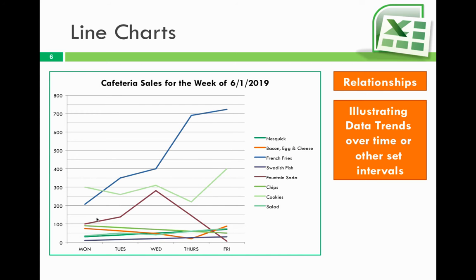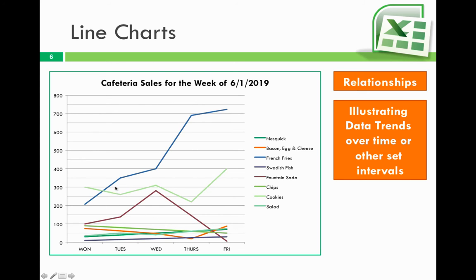Next is a line chart showing relationships. This is a really good way to show the relationship between two variables. In this case, this is actually showing data over time. This is some of the cafeteria sales data we've been playing with. Here are the sales over the course of the week, and then the quantity sold. I think this is really helpful when we want to see what's going on with sales.